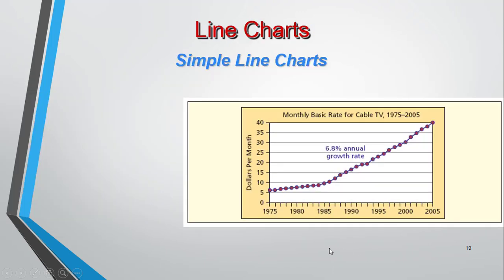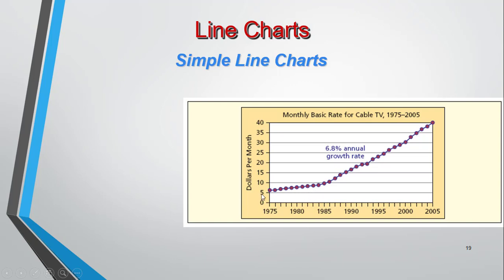Another type of visual presentation of data is the line chart, or the simple line chart, like this one here. This chart shows the monthly basic rate for cable TV between 1975 and 2005, about a 30-year period. What's happening with the cable rate? How much do we pay per month for cable TV in your house? You can see in 1975, gee, that's cheap. It was only about $6 a month. Nowadays, and this is actually 10 years ago, it's about $40. Of course, nowadays, in 2018, we have more choices as well.